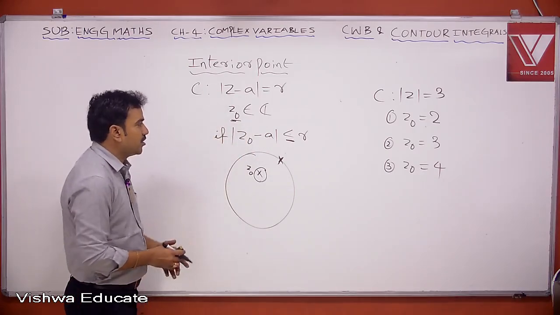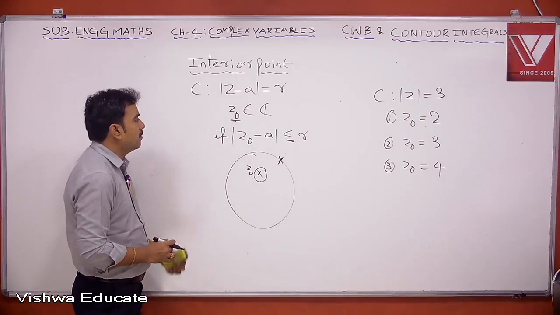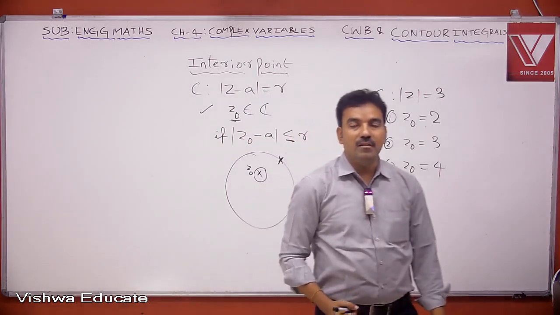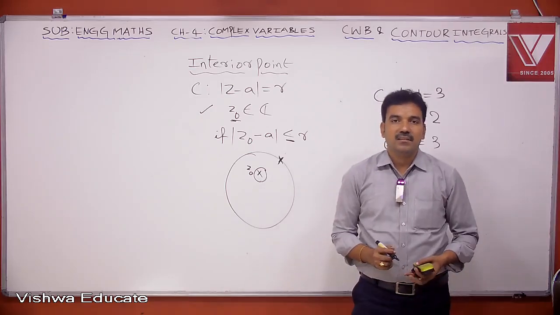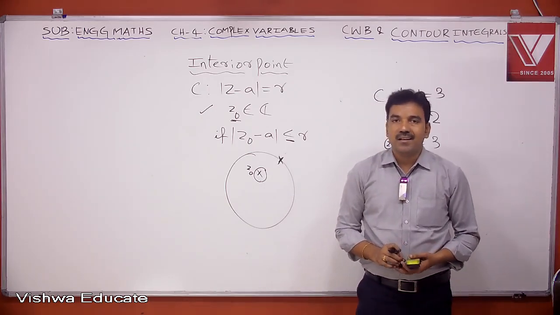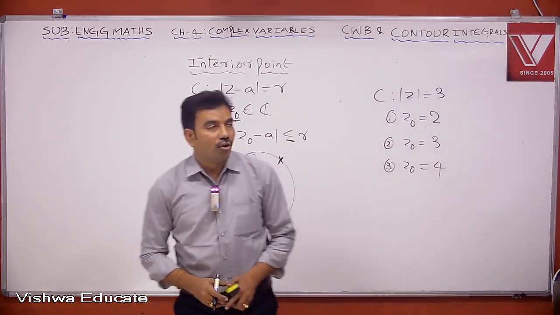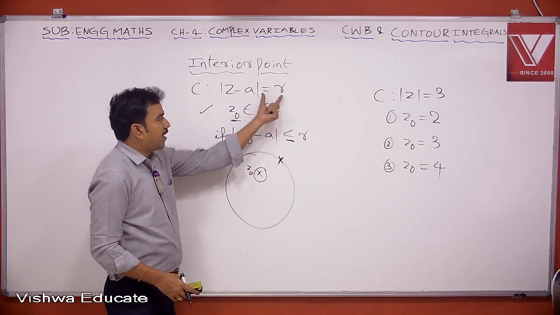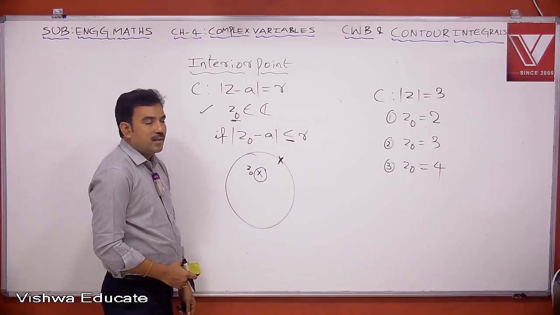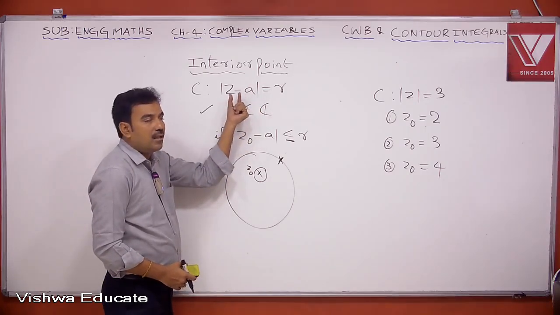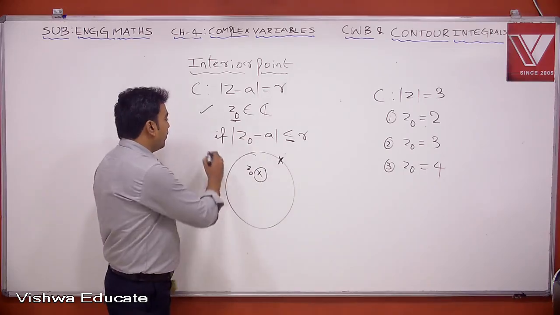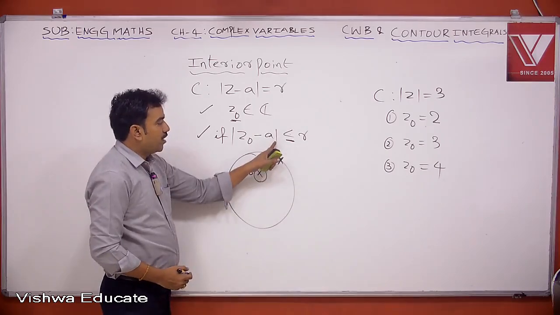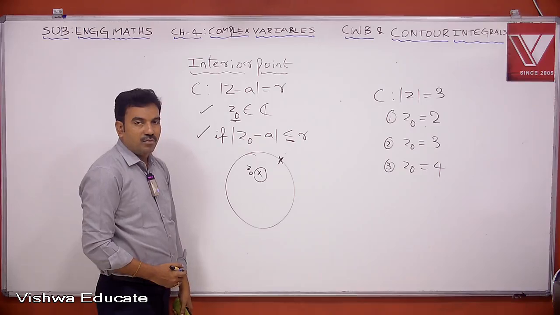Write the definition. A complex number Z0 is said to be an interior point of the circle mod Z minus A equal to R if modulus of Z0 minus A is less than or equal to R.